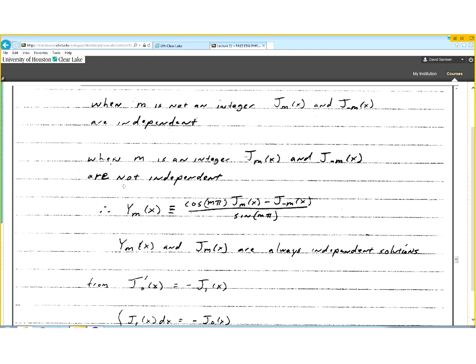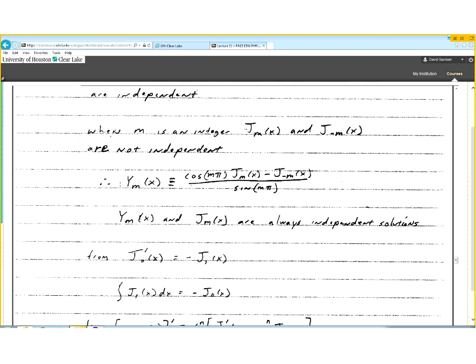So when you use the half-integer terms, there is no relationship between J_m and J_(-m), just FYI. And if n is an integer, then the two of them are not independent. They actually have some dependency on each other.